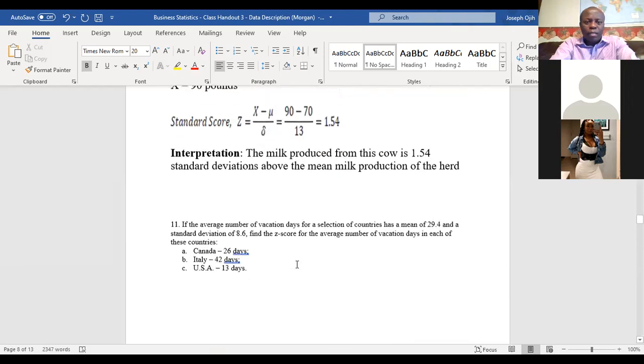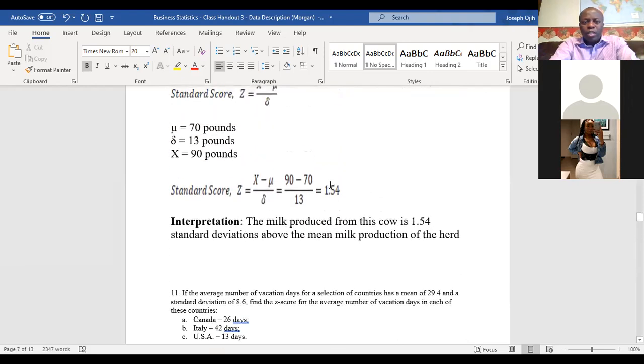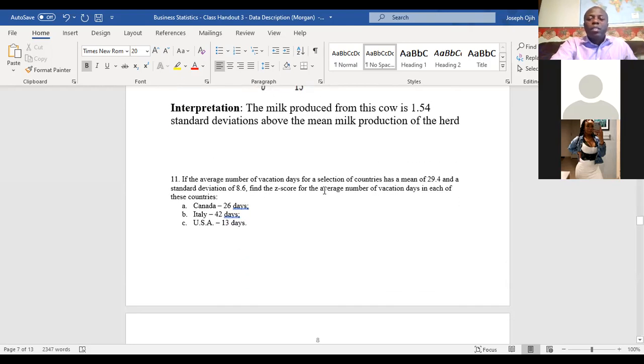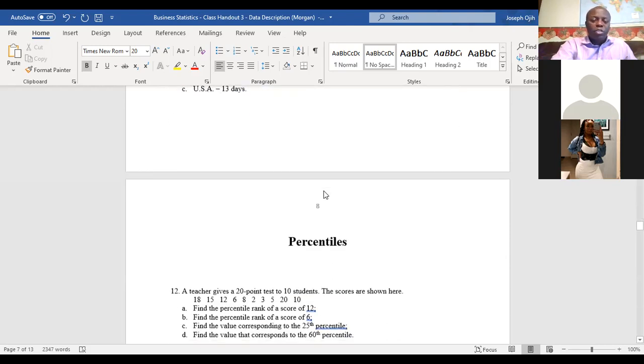Before I do that, I may say something. If the z-score is negative, that means it is below average. Like this, if our answer were negative 1.54, that means the milk produced from this cow is 1.54 standard deviations below the average milk production of the entire herd. I want you to take note of that. When it is negative, it is below average. When it's positive, it's above average.